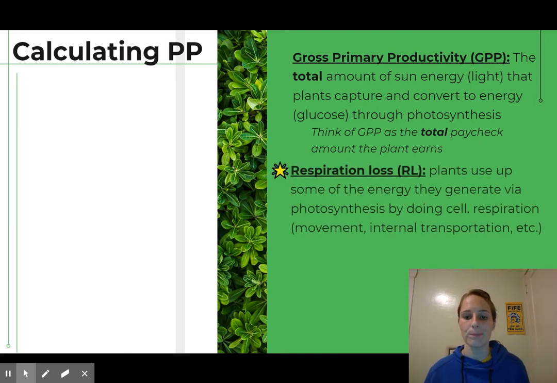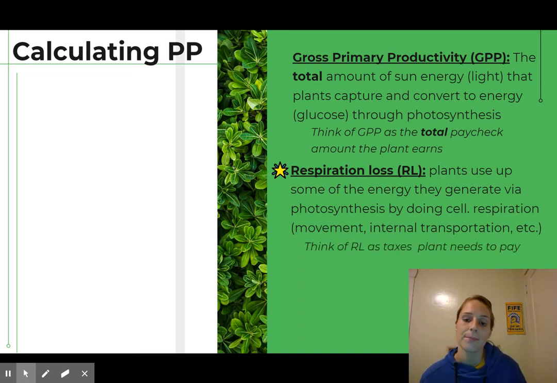Then we have respiration loss. And this is the idea that plants use up some of the energy that they generate from photosynthesis by doing cellular respiration. Because remember that plants do photosynthesis and cellular respiration. So they use some of that energy. They also use it through movement, internal transportation, and things like that. So you can think of respiration loss as sort of the taxes that a plant needs to pay. If you think of the paycheck that you get, you always have that gross amount and it looks way bigger. That's the first one. And then you have the taxes that you have to pay, which is similar to your respiration loss.